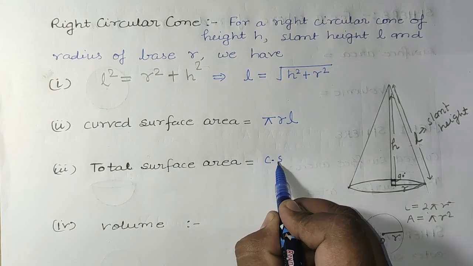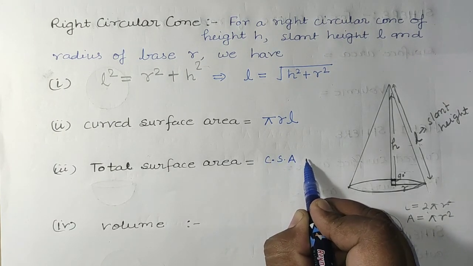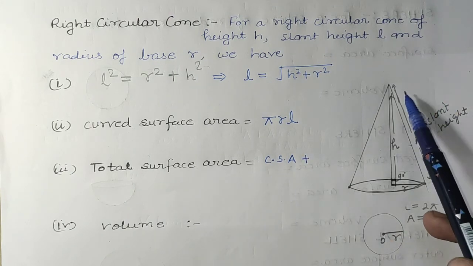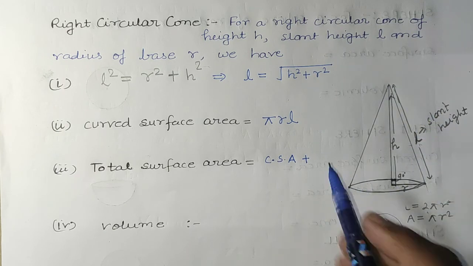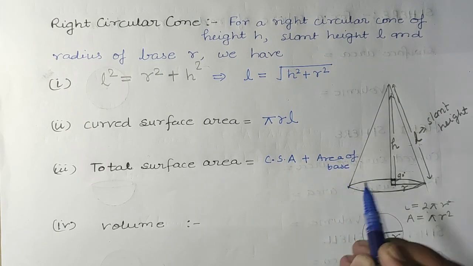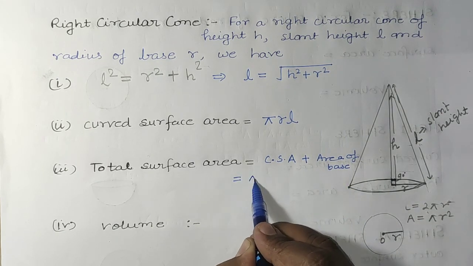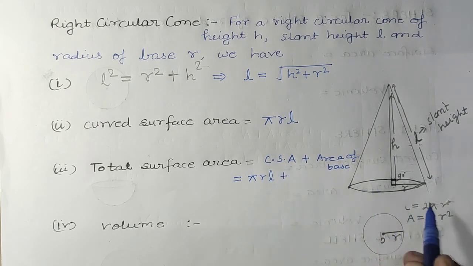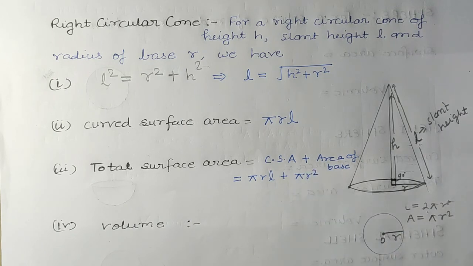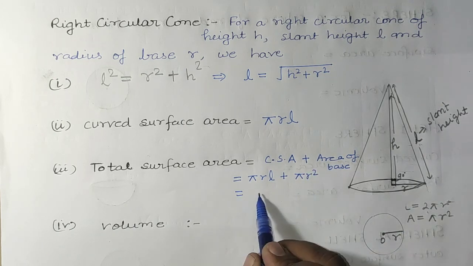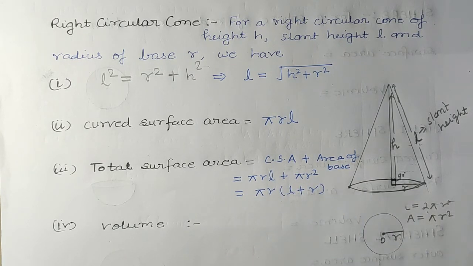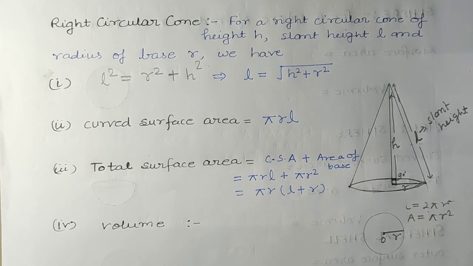For total surface area, we include the area of top and bottom along with the curved surface area. But here no top is there, so we add the area of base. Curved surface area was pi r l, and area of base is pi r square. Here if we take pi r common, we get l plus r. So this is the formula of total surface area.